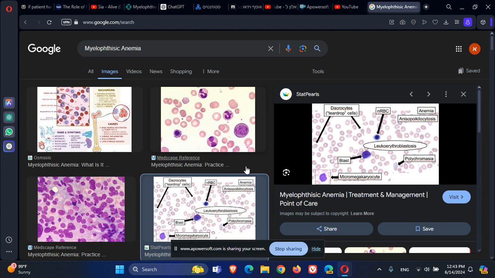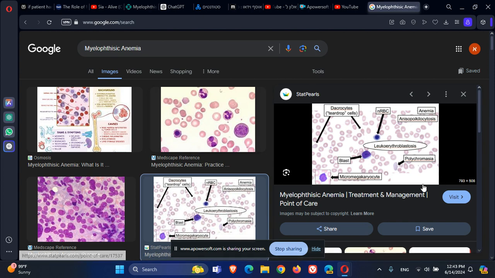It can also be secondary to other things, especially or mainly to metastasis of cancer. So cancer that goes to the bone marrow, infiltrates the bone marrow and destroys all of the bone marrow, and therefore we don't have blood cells and the bone marrow is destroyed.